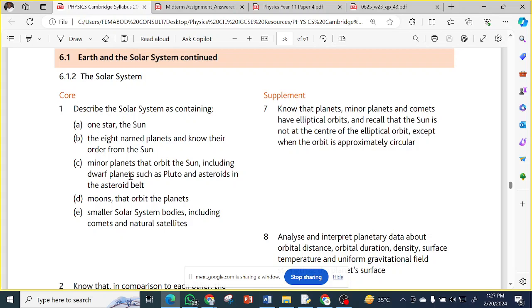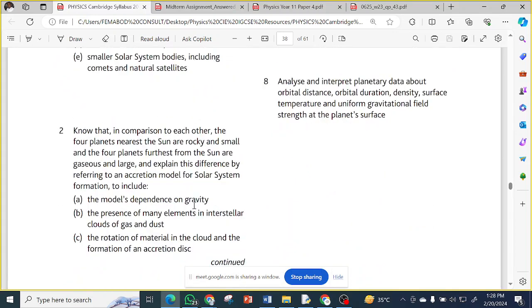Then we also have minor planets that orbit the sun, and these could include dwarf planets like Pluto, and could also include the asteroids in the asteroid belt. Then we also have moons that orbit the planets themselves. Then we also have other solar system bodies like comets and natural satellites.